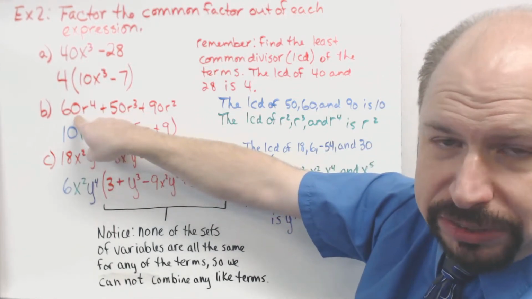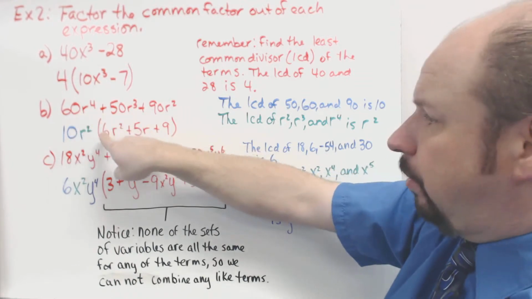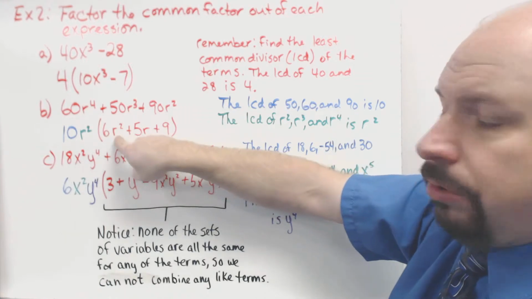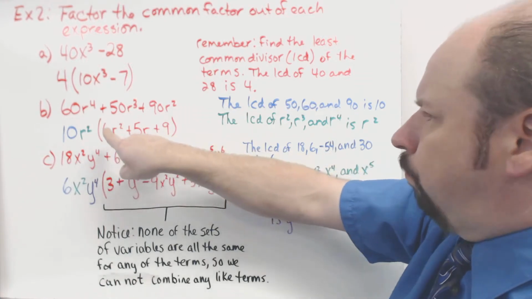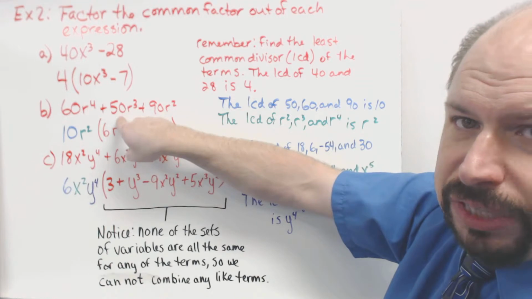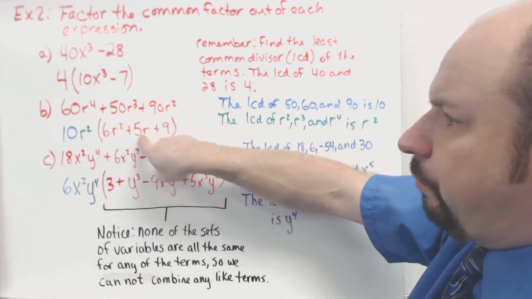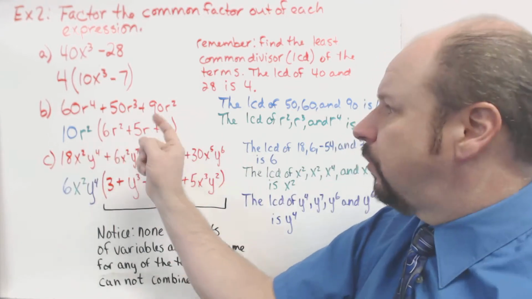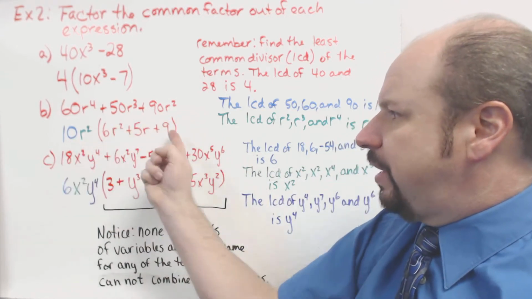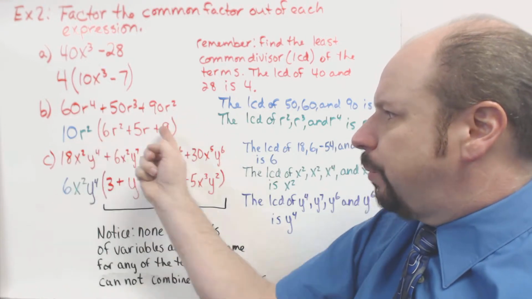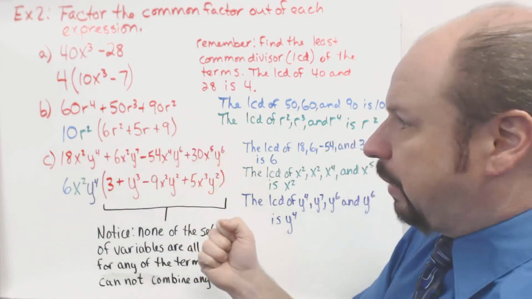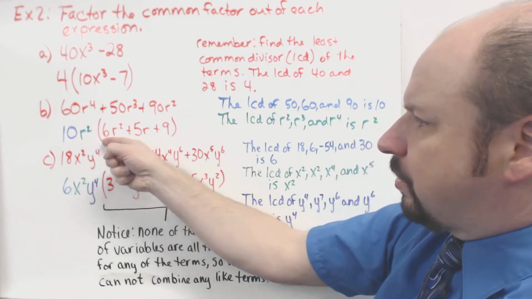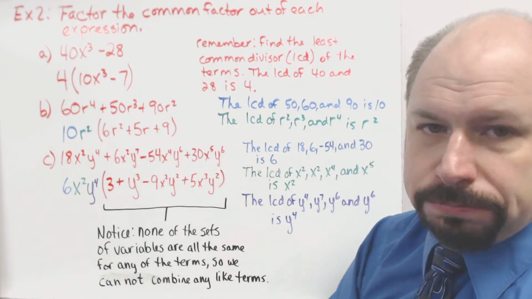So if we divide this by 10r squared, 60 divided by 10 is 6. R to the fourth divided by r squared is just r squared. 50 divided by 10 is 5. And r cubed divided by r squared is just r. And in this one, 90 divided by 10 is 9. R squared divided by r squared is 1, so the variables end up canceling out. So we end up with 10r squared times a quantity, 6r squared plus 5r plus 9.